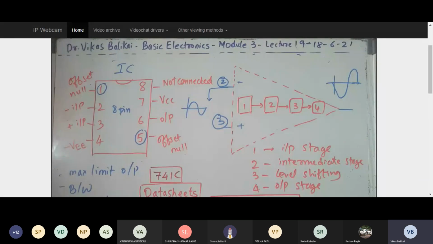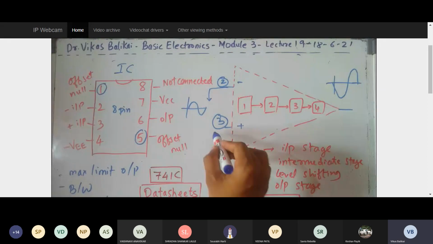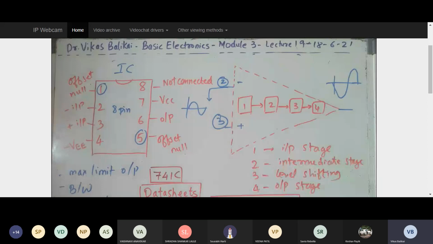And for the non-inverting terminal, however I give the input, the same way I get the output. I won't have any difference at the output side. So I can expect inverting as well as non-inverting outputs by giving the respective inputs to pin number 2 and pin number 3, which are your input pins.